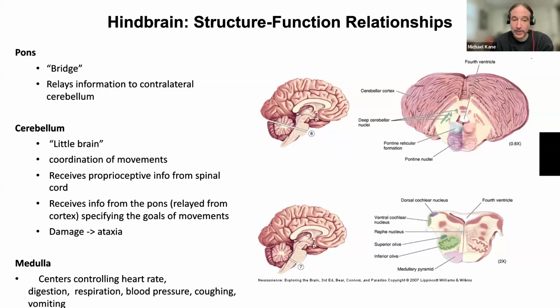So we have a heart rate center, one that controls the rhythmic beating of the heart. We have a respiratory center that controls rhythmic breathing movements. We have blood pressure centers. We have a cough reflex center. We also have a vomiting reflex center, all located within this medulla. So very important and for maintaining normal function of the body.